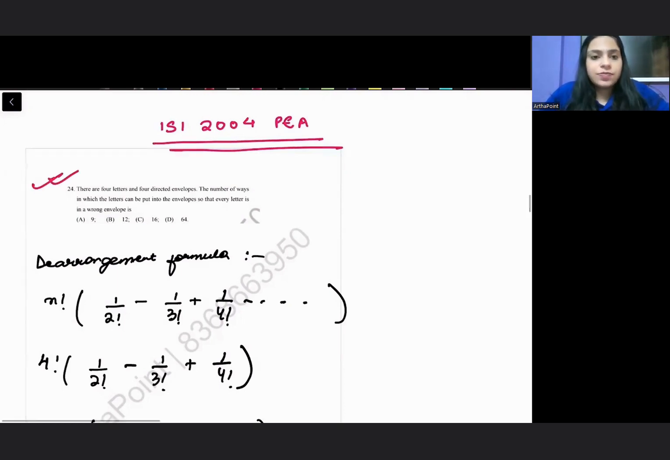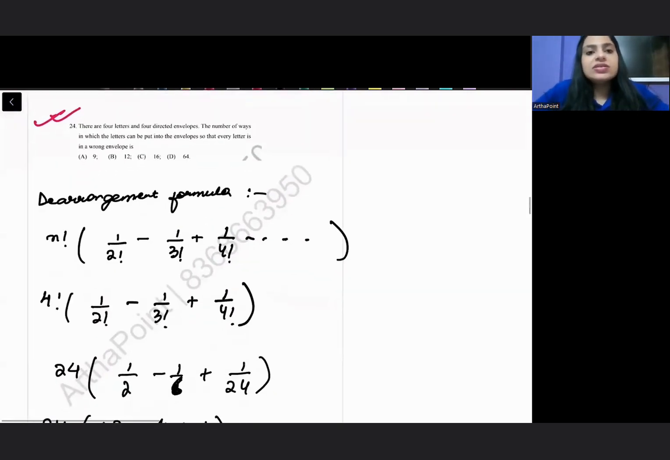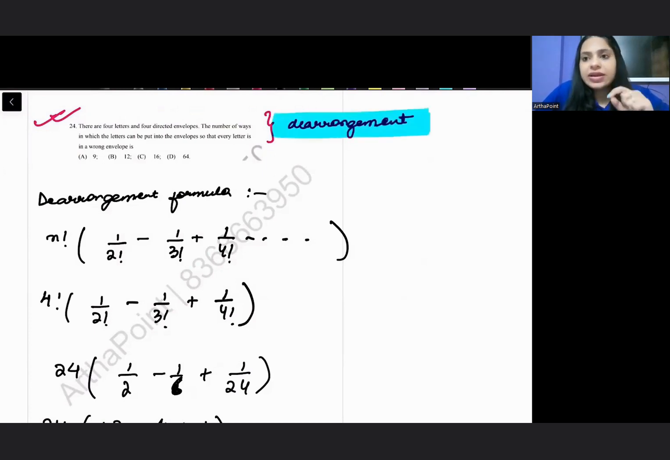Please read the question. It says there are 4 letters and 4 directed envelopes. The number of ways in which each of them can be put into a wrong envelope will be. So this is a question from derangement. Whenever you want to derange, the word derange says that none of them is arranged in the right one.